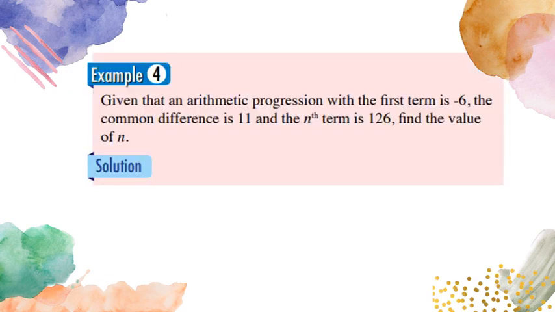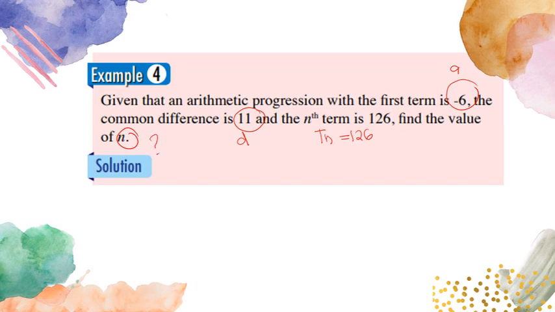Okay, next we move to example 4. Given an arithmetic progression with the first term is -6, so this is A, and the common difference is 11. Common difference is D, right? And the nth term is 126. Means that they already told you that Tn is equal to 126. Find the value of n. So ask what is the value of n.